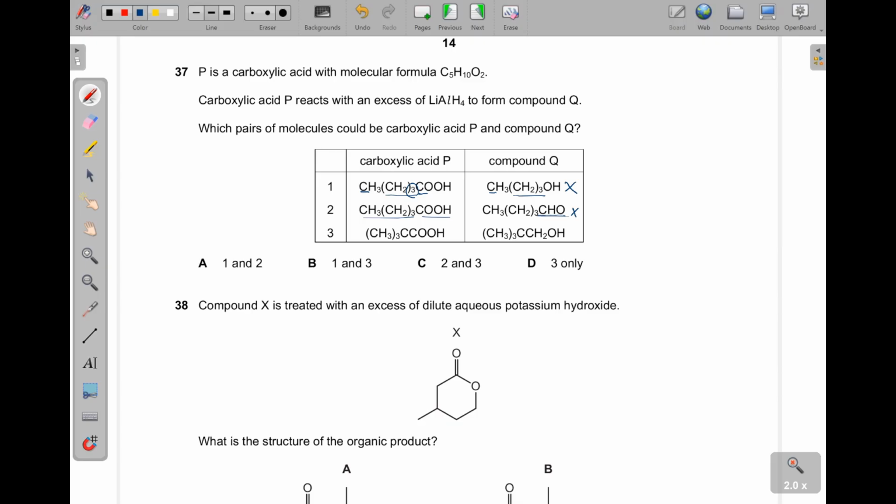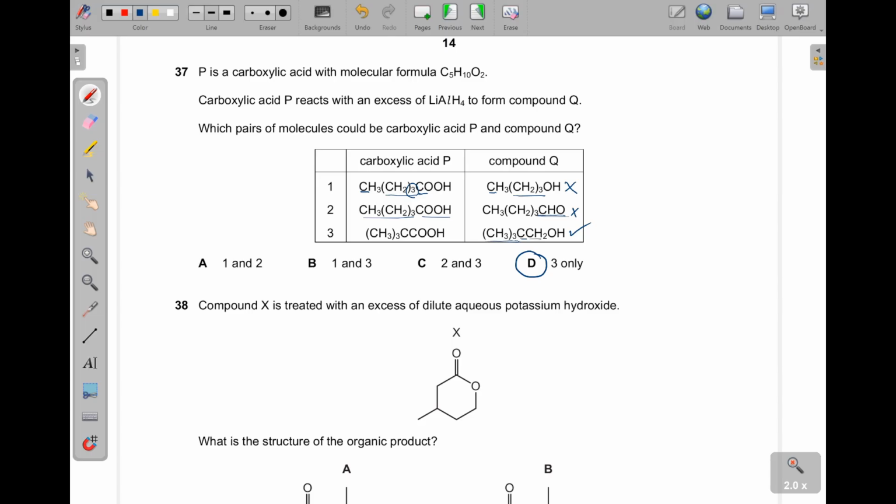Remember, it is supposed to take us to a primary alcohol. So that means we shall get it here. CH3, CH3, CH3, there are 3 of them. Then 4, and then 5. So this is a primary alcohol. So our answer has to be 3 only, which is D.